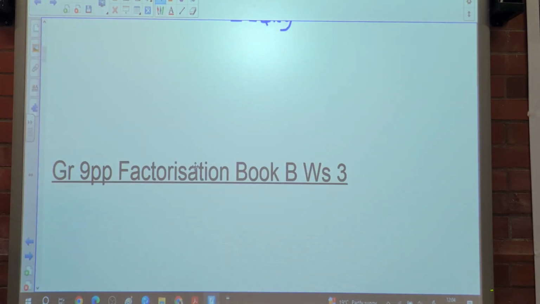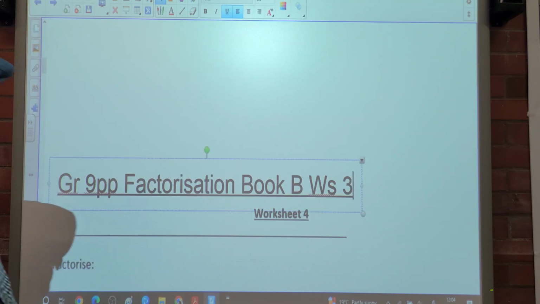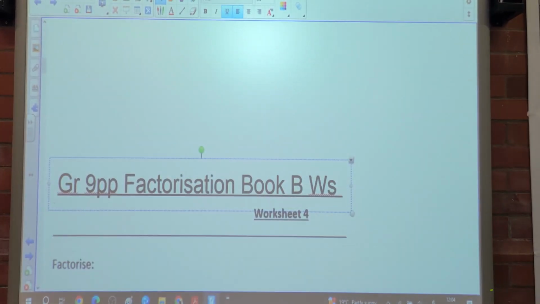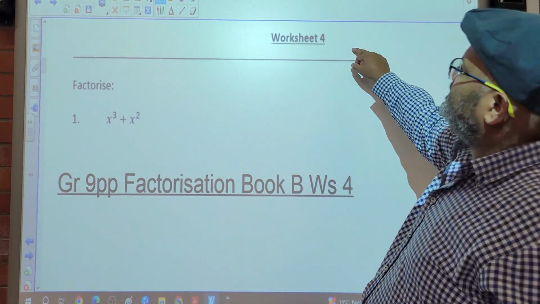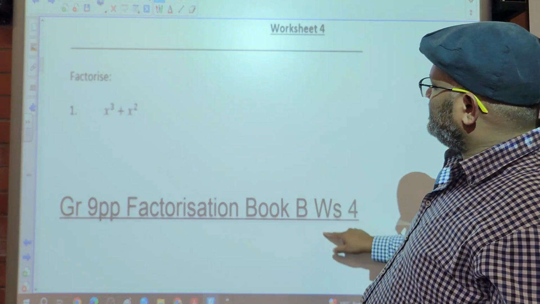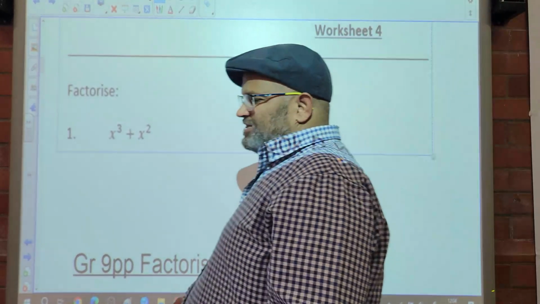That brings us to worksheet 4. Right, again the instruction is to factorize. What type of factorization can happen here?